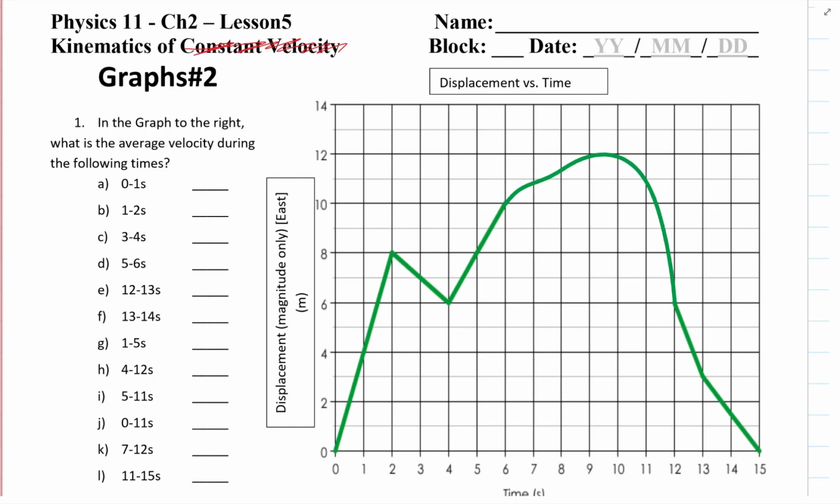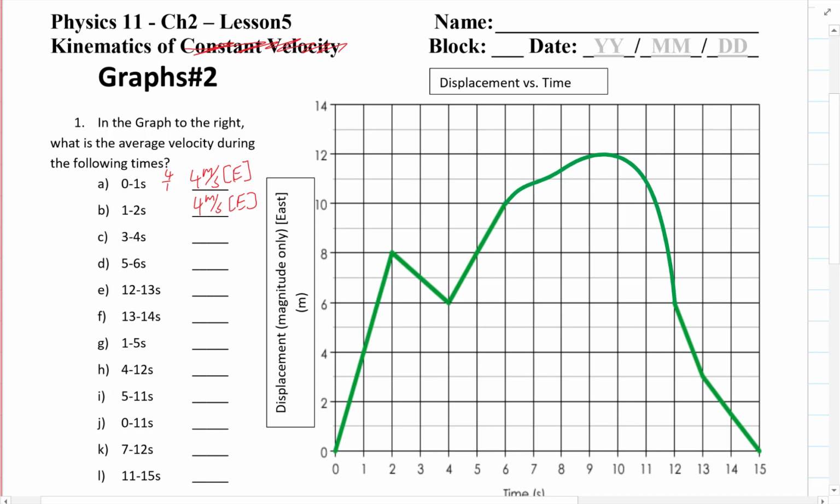In the graph to the right, what are the average velocities during these times? From 0 to 1, it would be a rise of 4 over a distance of 1. It's pretty simple at that point. Hopefully you got 4 over 1, and this would be 4 meters per second. And this, in my sheet here, will be east, because I need a direction, and this graph is saying that it's the displacement east. From 1 to 2, it's the same slope, so this will be 4 meters per second east.